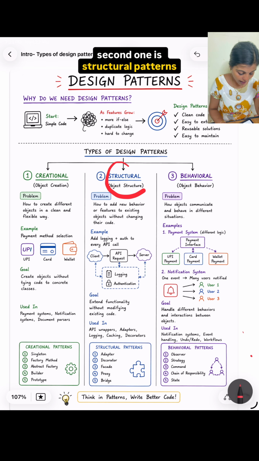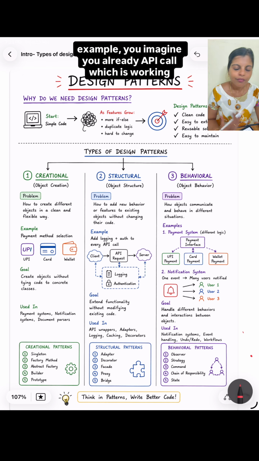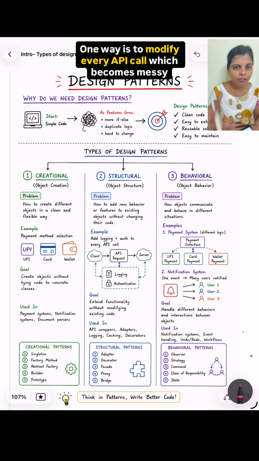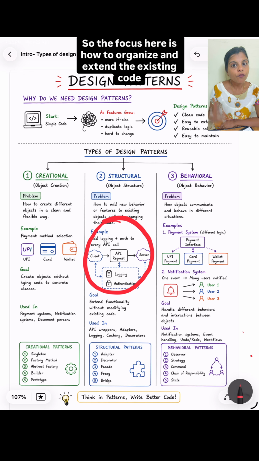Second one is structural patterns. These are used when you want to add a new behavior without changing the existing code. For example, imagine you already have an API call which is working. Now you want to add logging and authentication to every request that you pass to this API. One way is to modify every API call, which becomes messy. Instead, you wrap that API once so that every request goes through the logging and authentication. So the focus here is how to organize and extend the existing code.